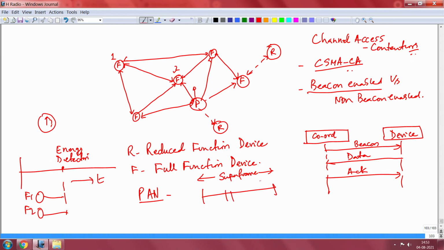So, in a super frame structure, only the first time each one of these nodes has to contend and get a slot. It is like getting a pass, you need a pass to go up, right. Supposing you need permission to start moving up or climbing a hill, it is like getting a permission.